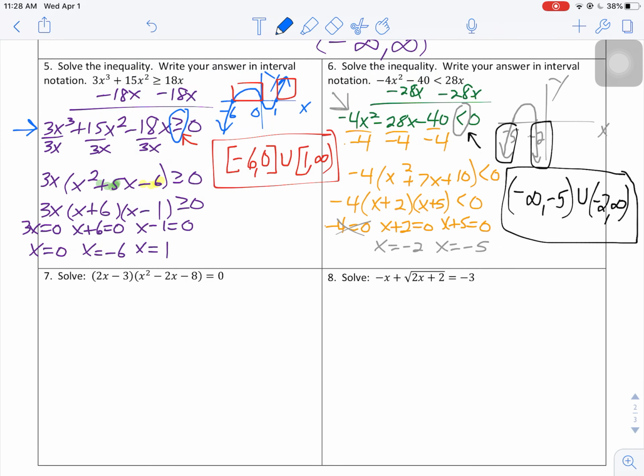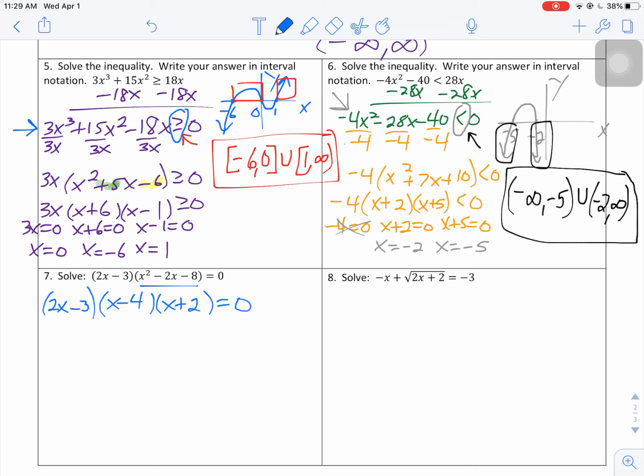On 7, we're just solving an equation. It was partially factored for us, but when we look at that second set of parentheses, it's a basic trinomial that we need to try to factor. So 2x minus 3 just stays the same. And then that basic trinomial in the back set of parentheses, I need to factor that. So what two numbers multiply to -8 and add to -2?